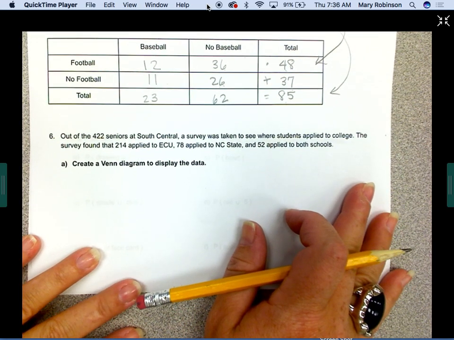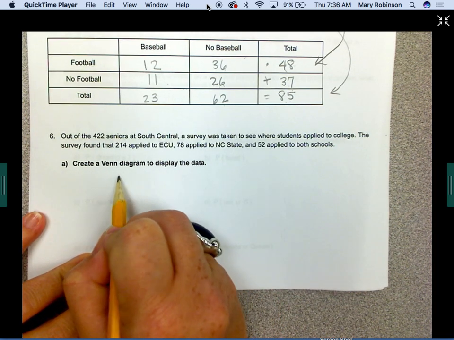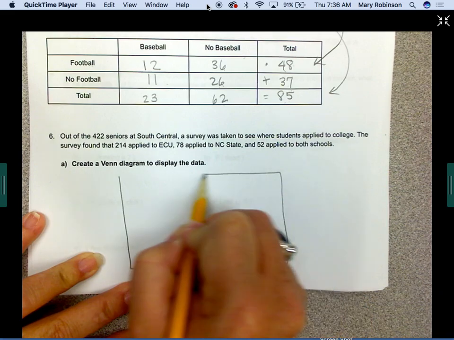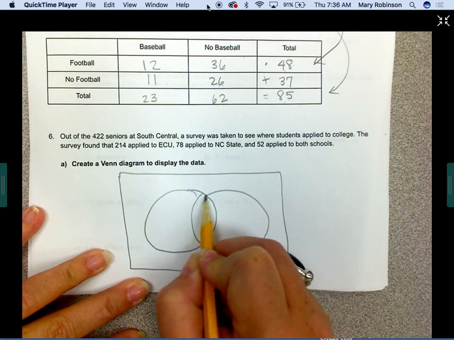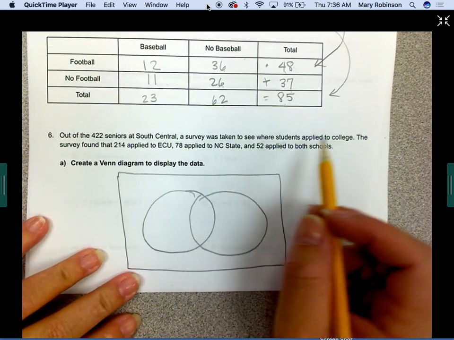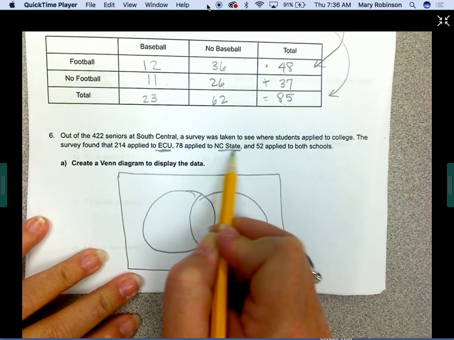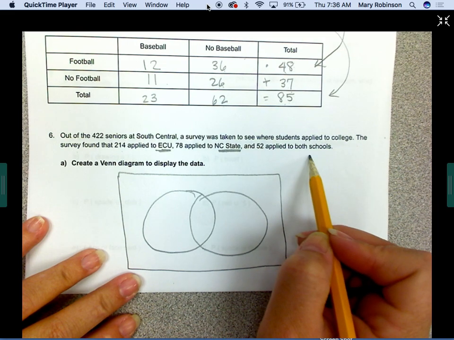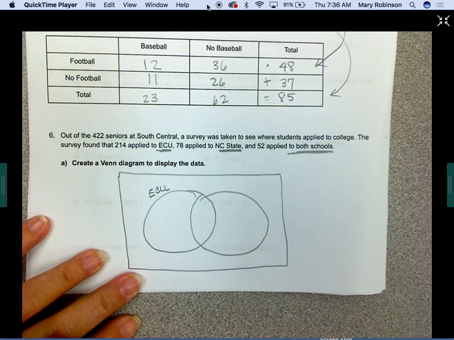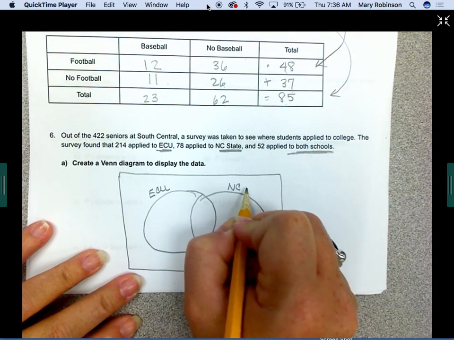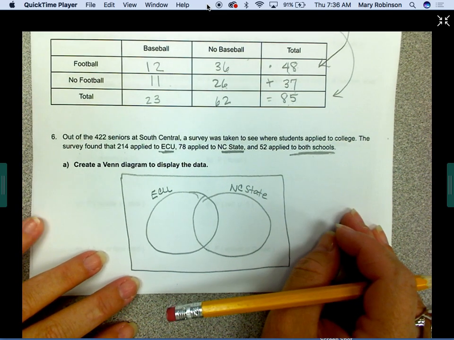Next, for number 6, you are asked to create a Venn diagram to display this data. So we are first going to draw a box, a rectangle here, and put two circles that overlap. How do I know to do 2? Because it says that the survey found that 214 applied to ECU and 78 applied to NC State, and 52 applied to both schools. So one circle needs to represent those seniors that applied to ECU. The other circle needs to represent those that applied to NC State. And then I can fill in some information.